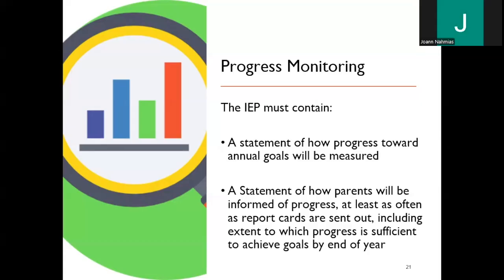The second part of this slide is about communication. The IEP also needs to say how parents will be kept informed. This has to happen at least as often as regular report cards go out, but it should also explain whether the student is on track to meet their goals by the end of the year. So it's not just how they're doing, but also are we on pace to reach the goal? That way, families and teachers can work together and make changes as necessary.